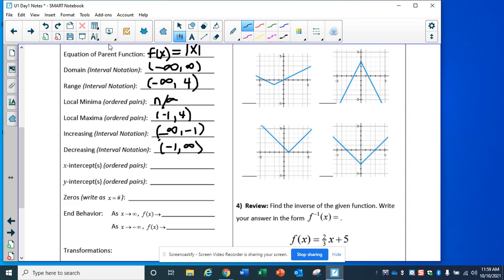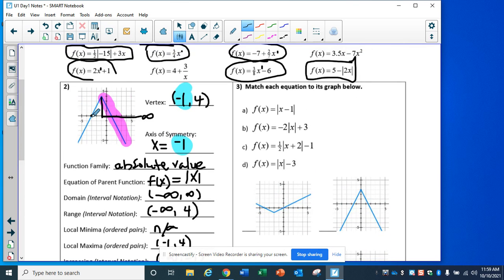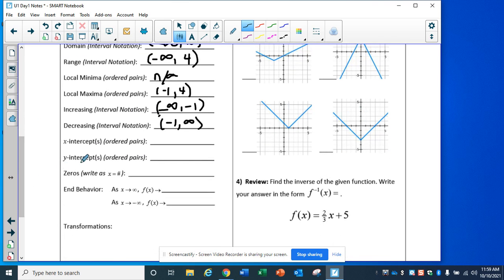And then my x-intercepts are going to be where it crosses the x-axis right here. There's an x-intercept, and here's an x-intercept. All right, so at -3 and +1. So those are my x-intercepts. And if I write those as an ordered pair, then I would write it like this: (-3, 0) and (+1, 0) for the y coordinate.